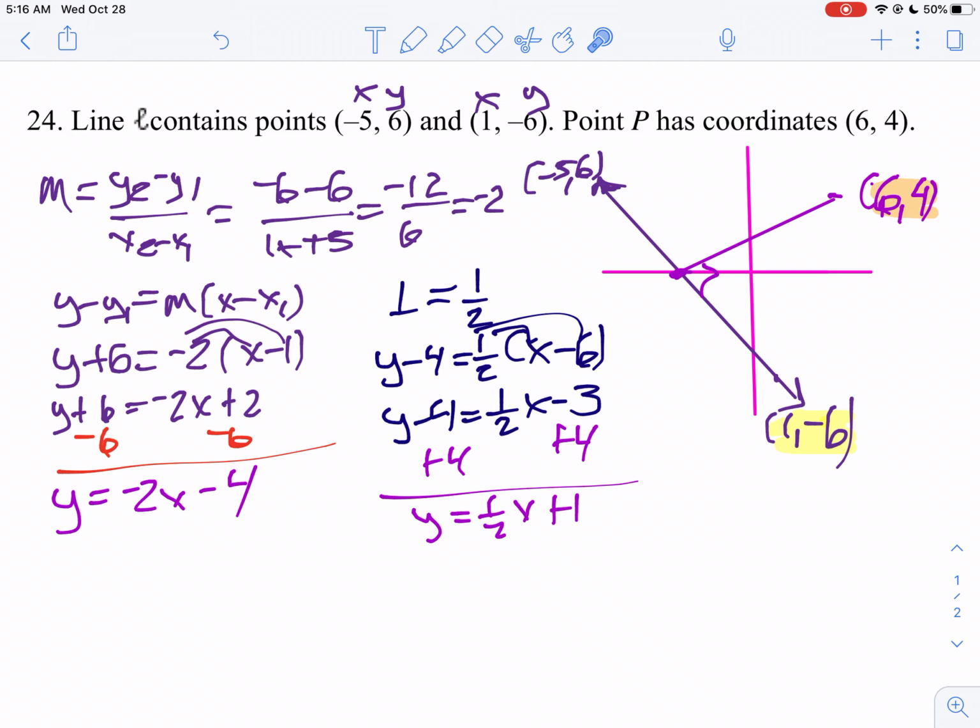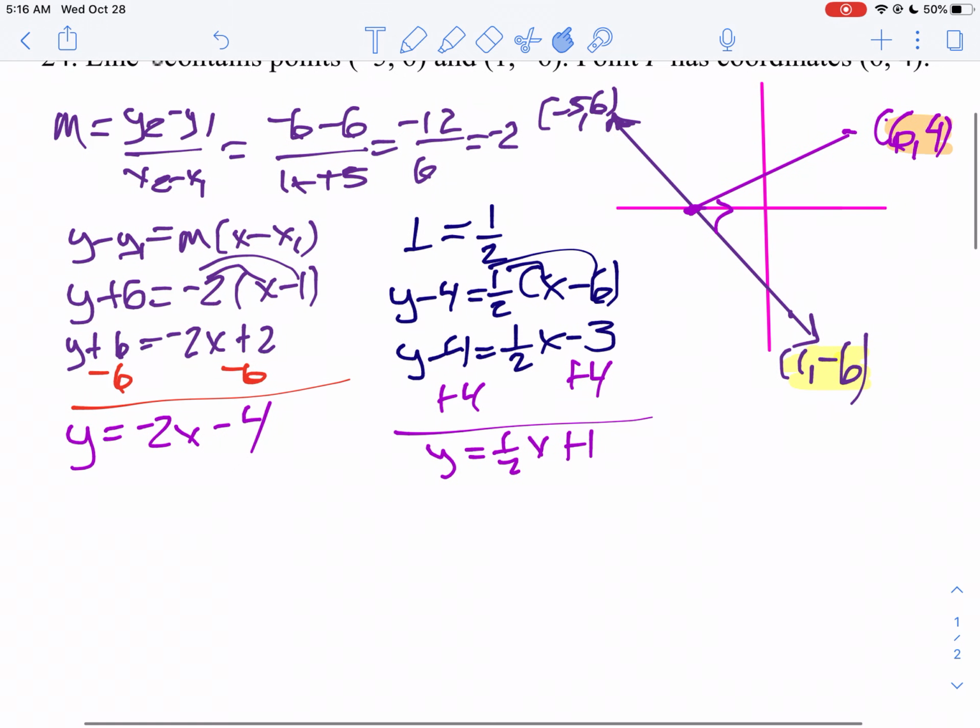Now I want to find the coordinate of this point right here. So what I'm going to do is, that point is on both lines, so I'm going to set my two lines equal to each other to solve for x.